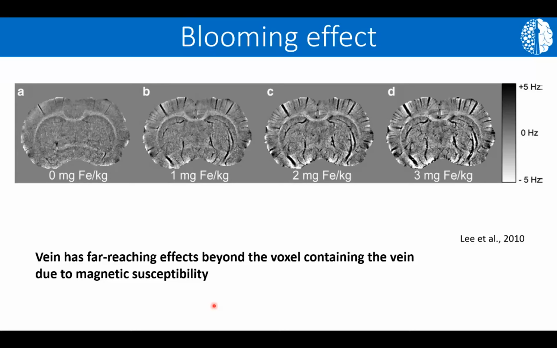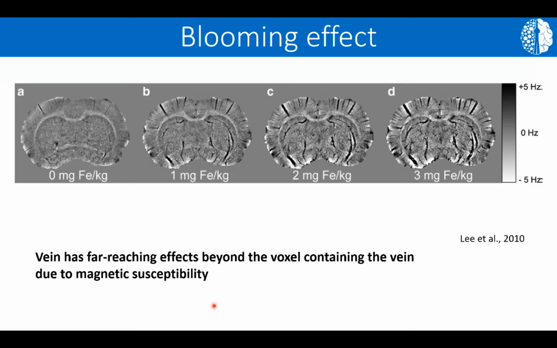The last thing I want to show is an effect which is not taken into account in this modeling, the so-called blooming effect. The blooming effect says, if you have a vein, I already described the physiologically spatially distinct effect.